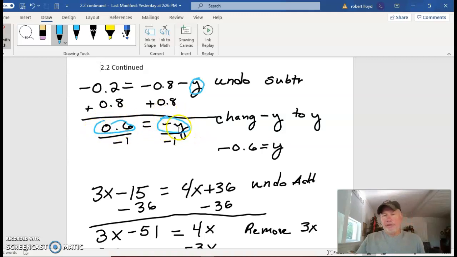Well, we need a positive y. So we can either divide both sides by negative 1 or multiply both sides by negative 1. So in this case, I divided. So a negative divided by a negative gives us our positive y. And a positive divided by a negative gives us our negative 0.6.